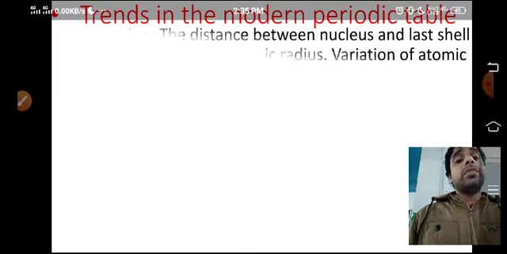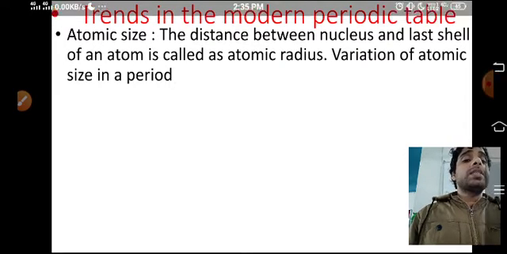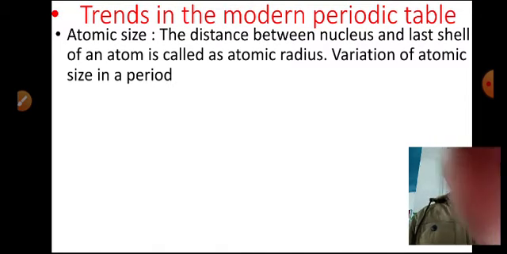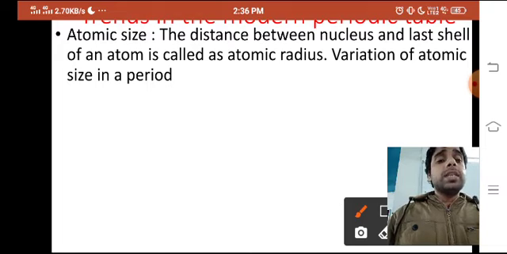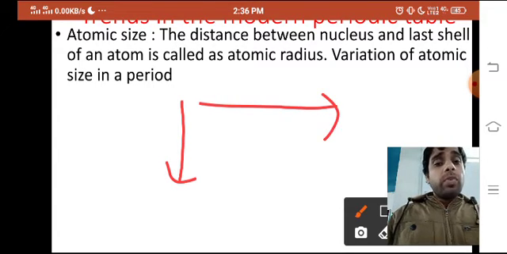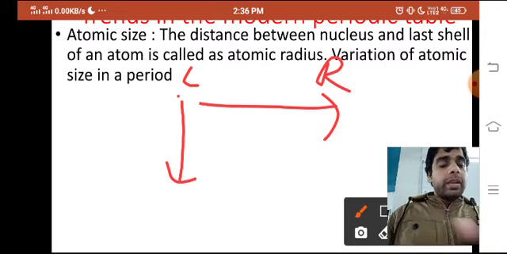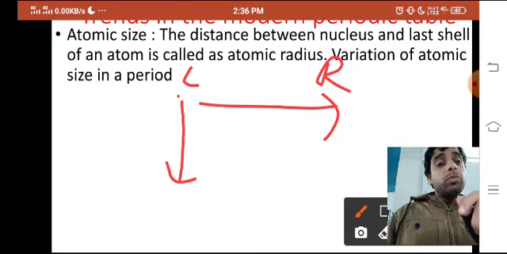Here the first trend is atomic size. What happens when we are moving down the group? You know that the elements in the periodic table are arranged in the vertical manner and in the horizontal manner. So what happens when we are going across the period from left to right? Across the period means I am moving from left to right.